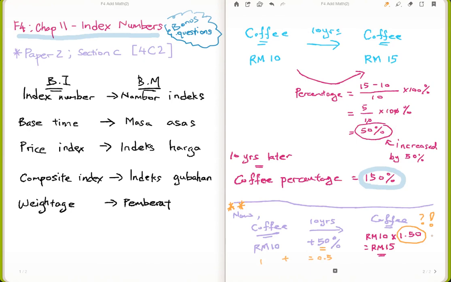Okay? 1.5. Now, in the event if it were to be decreased by 50% negative, then it would be just mere 0.5. Or if decreased by 30%, then it will be 0.7.